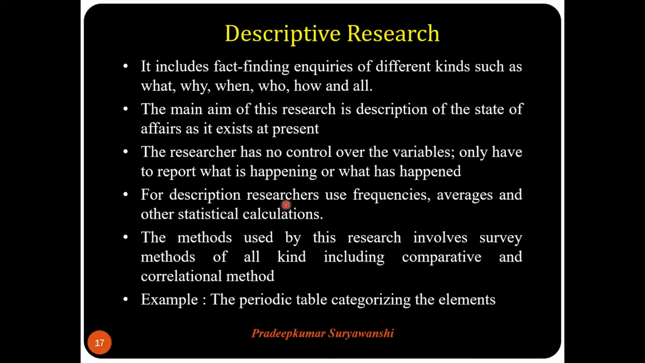For description, researchers generally use frequencies, averages, and other statistical calculations. So in this type of studies, you may make use of statistical tools, but that is just to report the facts. The methods by which you can perform the descriptive research include the surveys of all kind, survey methods of all kind, which are of comparative as well as correlational type.